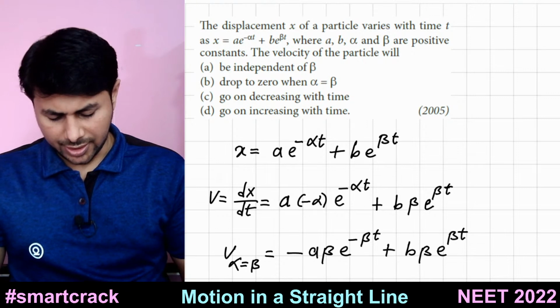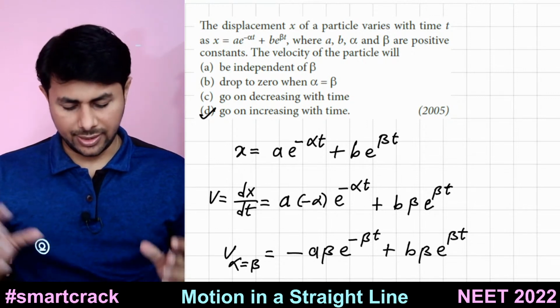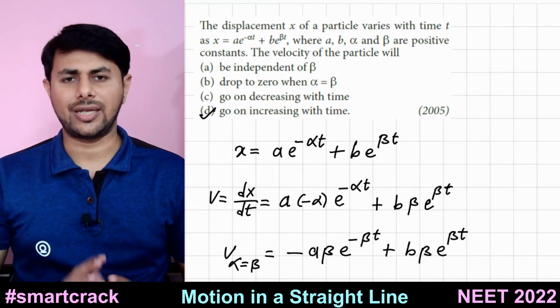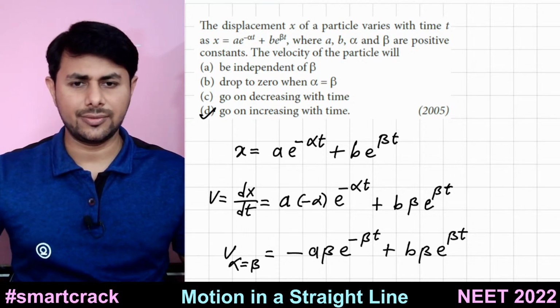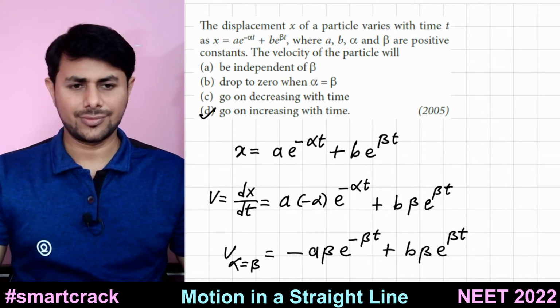So option C is also not correct. It doesn't decrease with time, so option D has to be correct. It keeps on increasing with time. Is it clear?